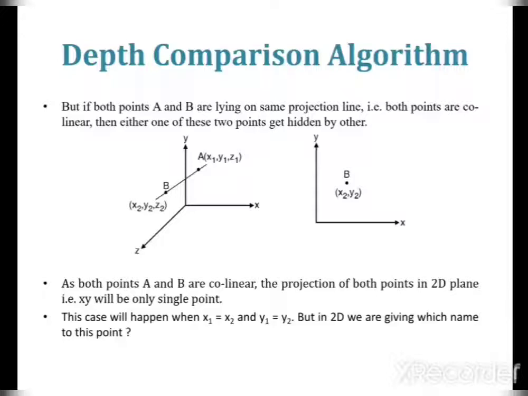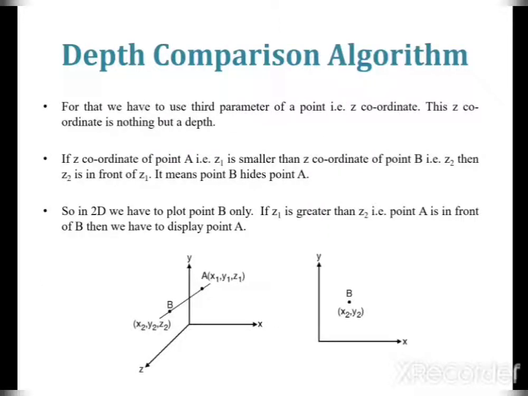So here we are finding out whether A should be displayed or B should be displayed according to our z value. Whether this point will be A or B depends upon the z value. So how are we going to find that out? For that we have to use the third parameter, called the z coordinate. This z coordinate is also called the depth.